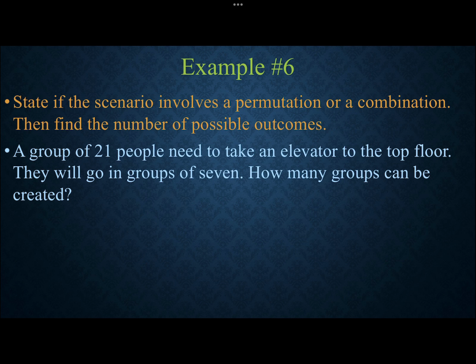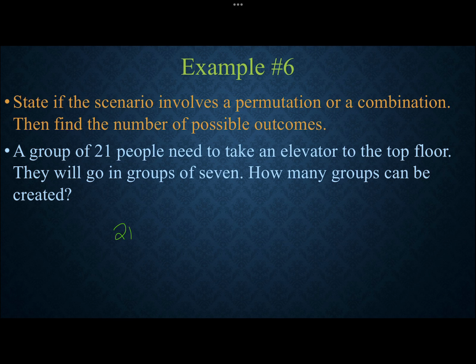Whereas if we have this situation here, a group of 21 people need to take an elevator to the top floor. They go in groups of 7. How many groups can be created? Here, the order does not matter. 7 people go into an elevator. Whoever goes in first or last, it's still the same 7 people in the elevator. So the order would not matter.